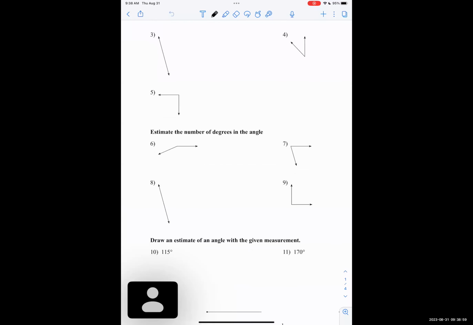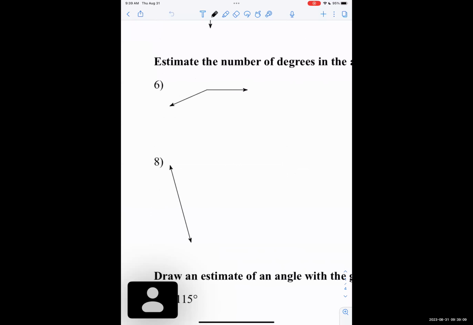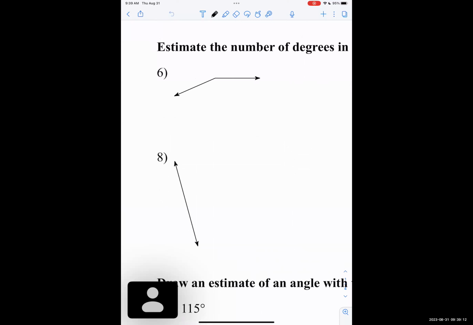Estimate the number of degrees. Okay, let's just do number 8. Can you guys type into the chat an estimate for the degrees for number 8? All right, we got one coming through and you are correct. Can you guys type into the chat? 180. Yeah, so a straight line is 180.